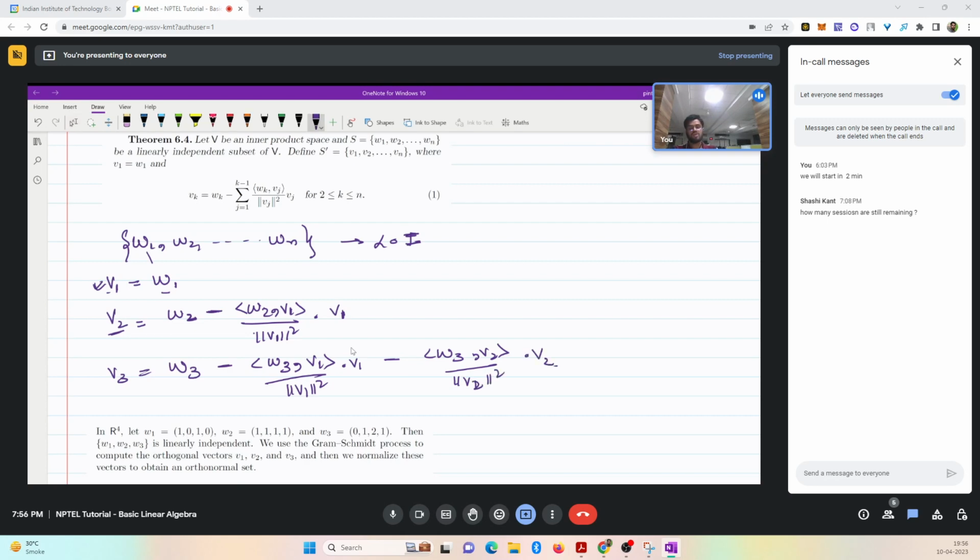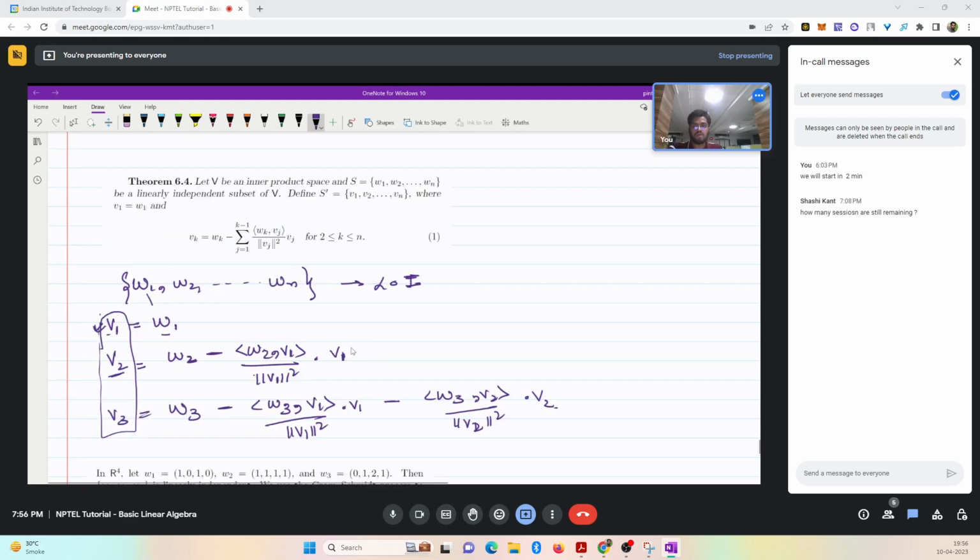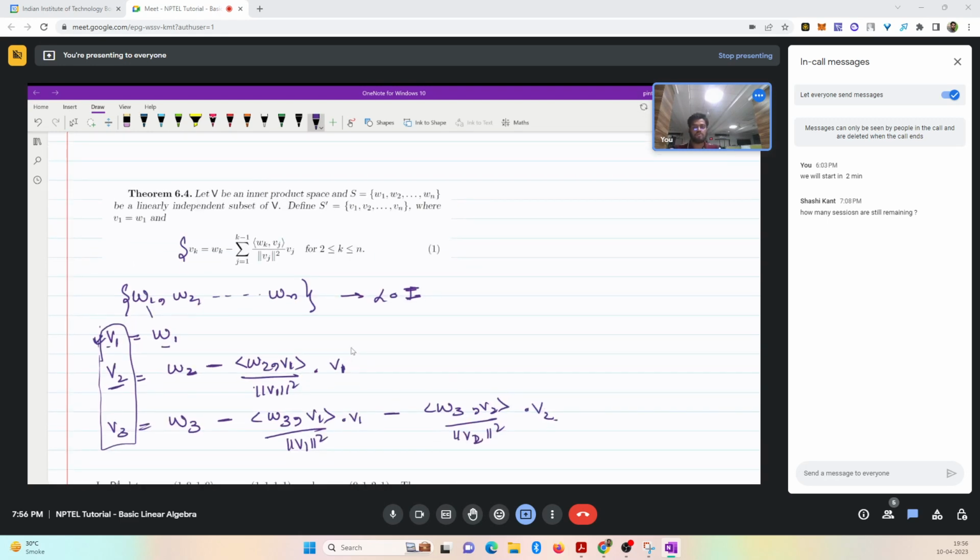Okay, so after this we get w1, w2, w3 and then v1, v2, v3, which we will obtain. Whatever we get, these would be our orthogonal vectors, and they are also linearly independent. So this is the formula that is given: vk is nothing but wk minus the sum till k minus 1, of the projection multiplied by that vector itself.